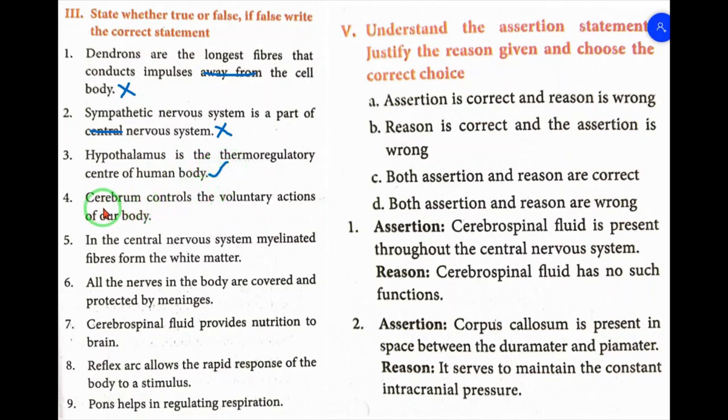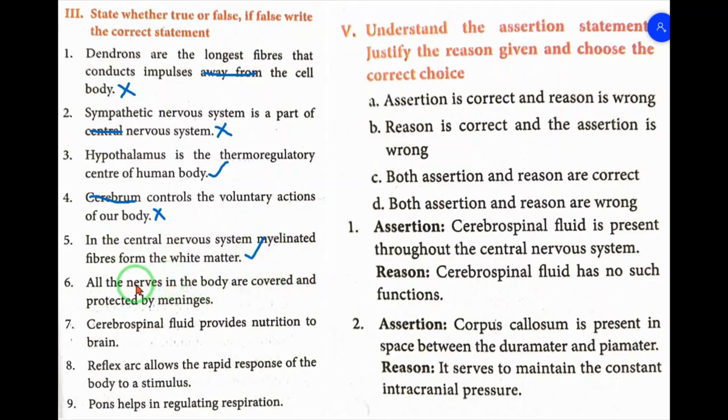Number 4. Cerebrum controls the voluntary actions of our body. False. Correct answer is cerebellum. Strike out the word cerebrum and write cerebellum. Cerebellum controls the voluntary actions of our body. Number 5. In the central nervous system, myelinated fibers form the white matter. This is correct. True.